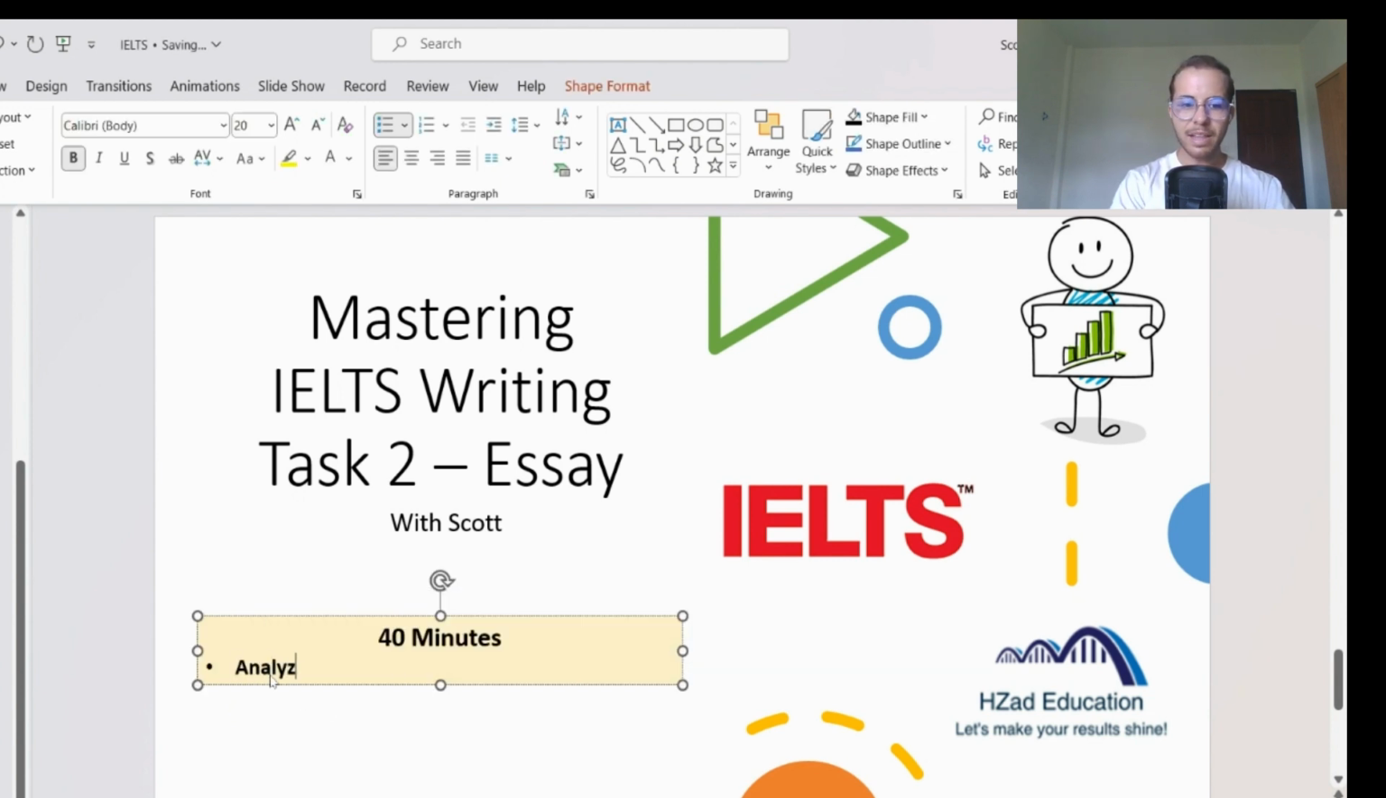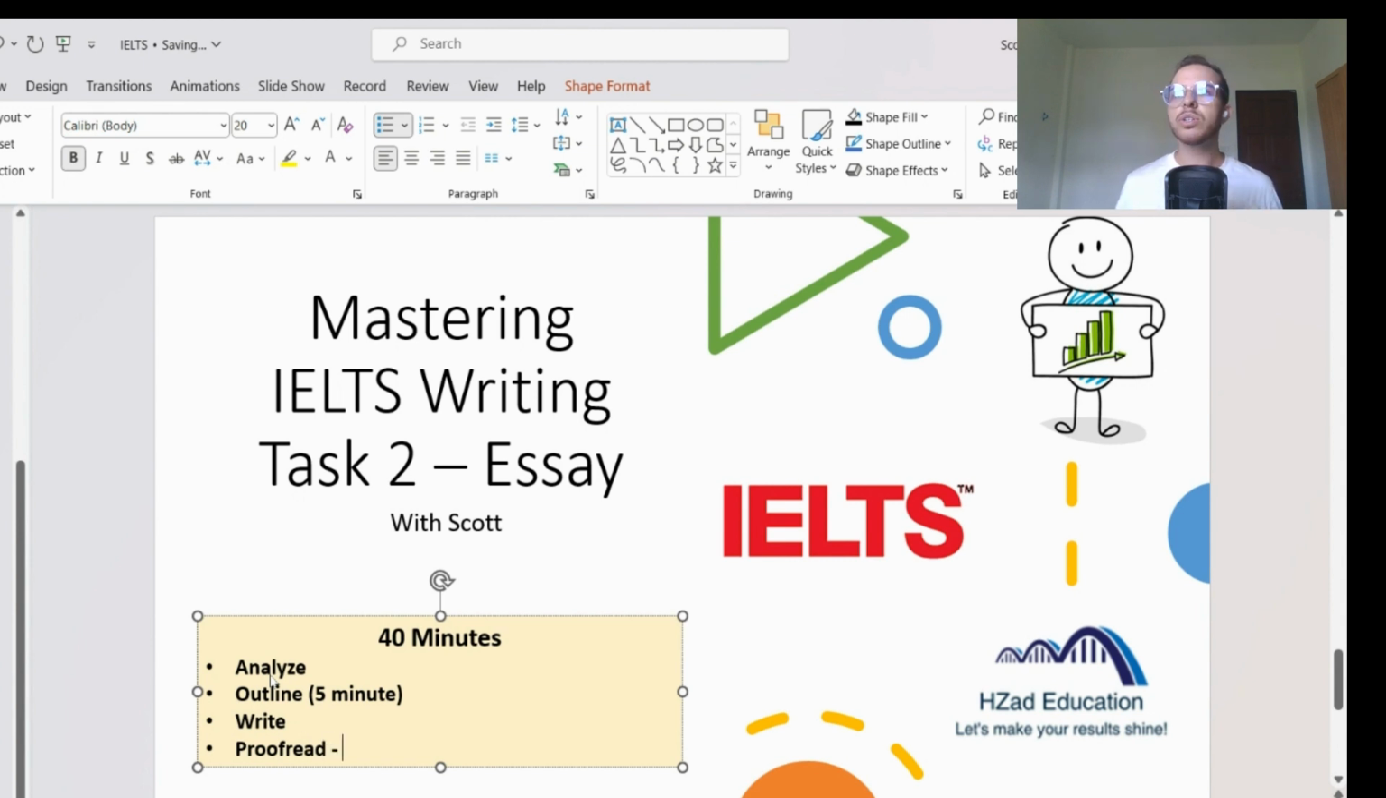You're going to have to analyze the question first, then you have to prepare your outline. The outline should take no more than 5 minutes. It's very fast, I know. Then we have to write the essay, and finally, proofread. Proofreading is highly important. Make sure you save time to do this. You will correct all of your grammar, punctuation, capital letters, and hopefully not change much. But this might take 5 minutes.